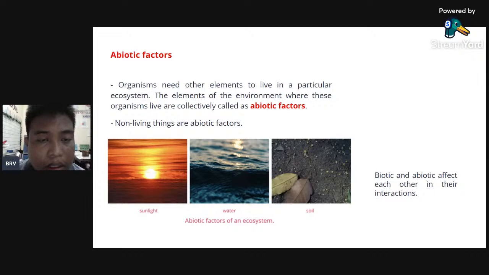Example of abiotic factors are rocks. Okay, so those are abiotic, but still they can have interaction with biotic. These abiotic factors could also be considered a home for animals or insects.